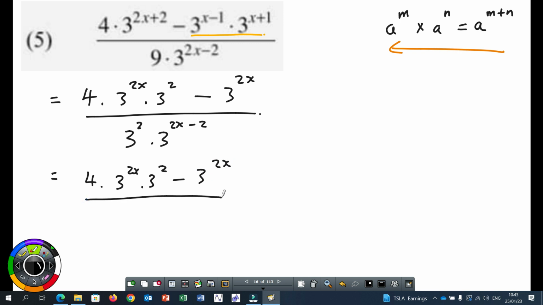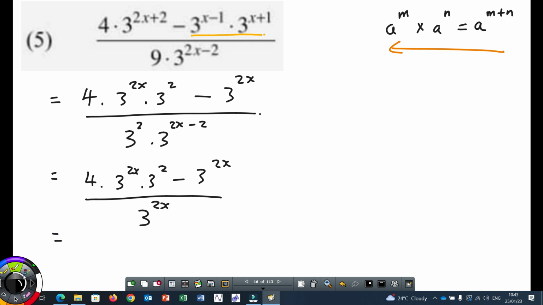Now I can add these two exponents. One is a binomial, the other one is a monomial. So 2 plus minus 2, that will give me what? 0. So I'm left with 3 to the power of what? 2x. So I have simplified it so that I can identify the common factor.